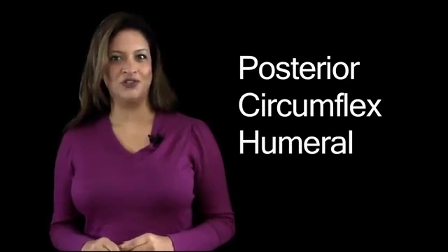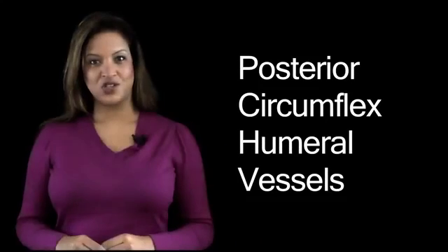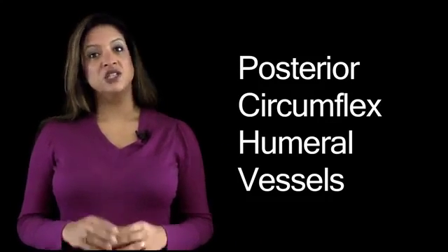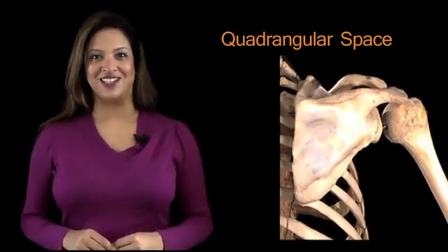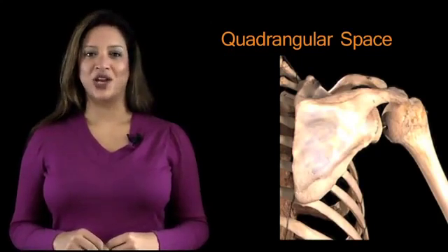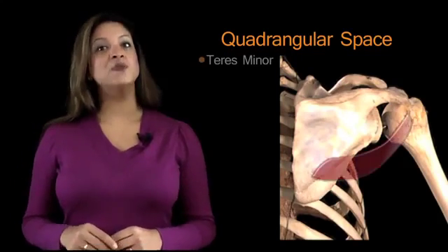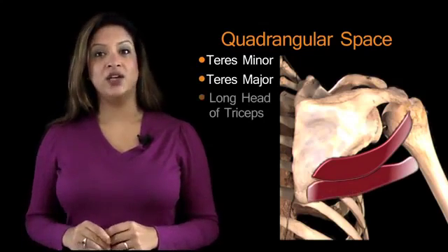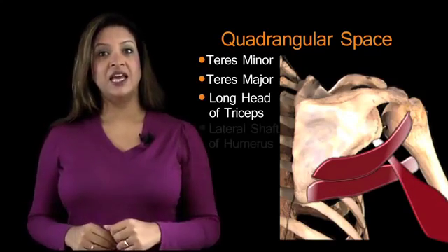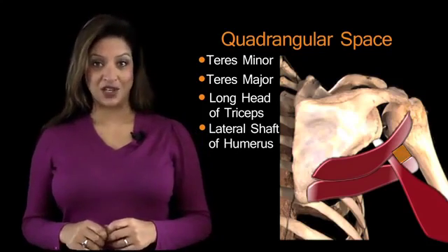Now, as it passes down and underneath the capsule, it picks up a travelling friend, and this is the posterior circumflex humeral vessels. Now, these structures pass through a space to enter the posterior aspect of the upper limb, and this is the quadrangular space. The boundaries of the quadrangular space are the teres minor above, teres major below, the long head of the triceps muscle medially, and the shaft of the humerus laterally.